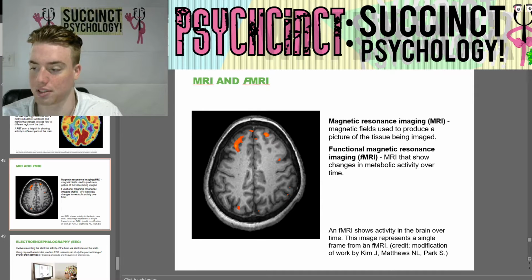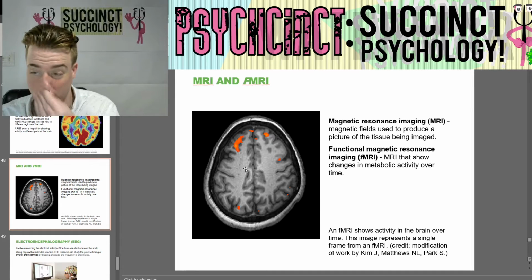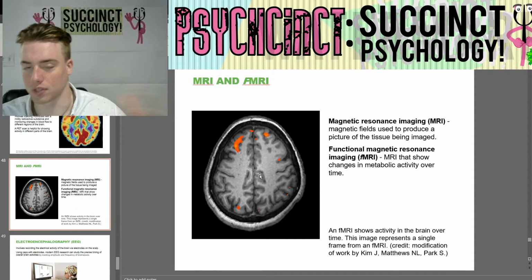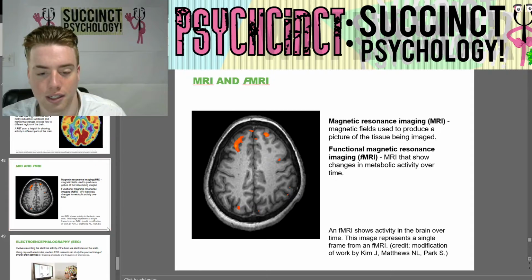So this image represents a single frame from an fMRI. You can see it shows activity in the brain, but this is just one frame. Normally it shows over time how the brain is activated.